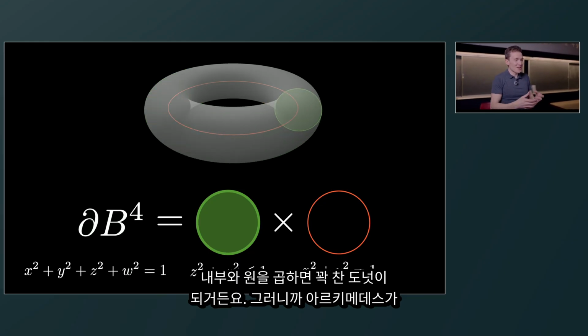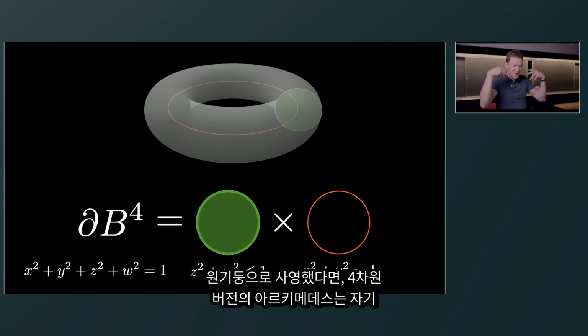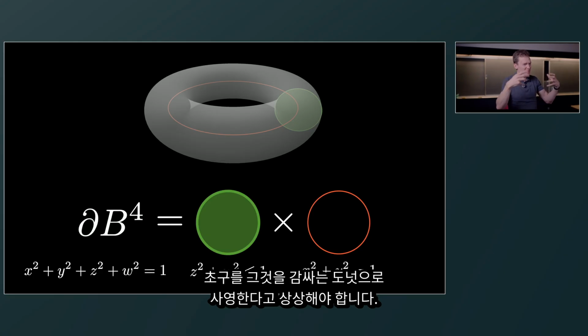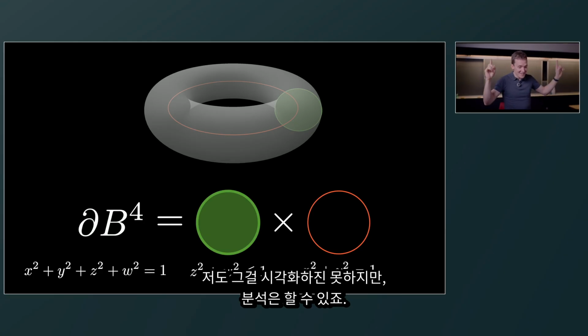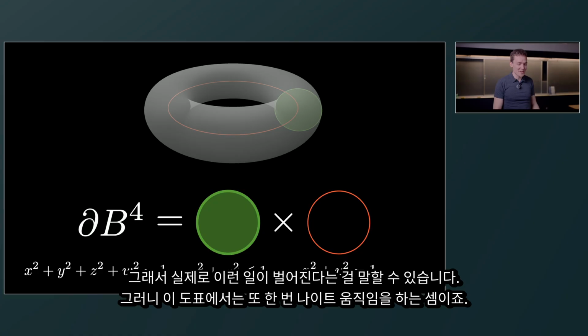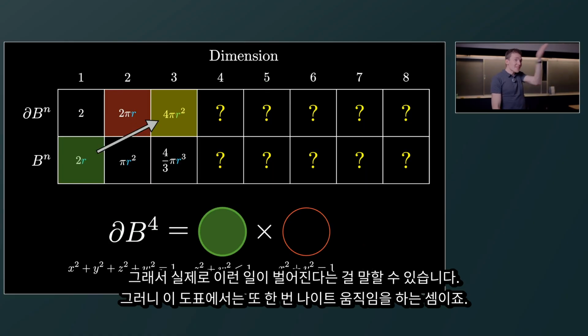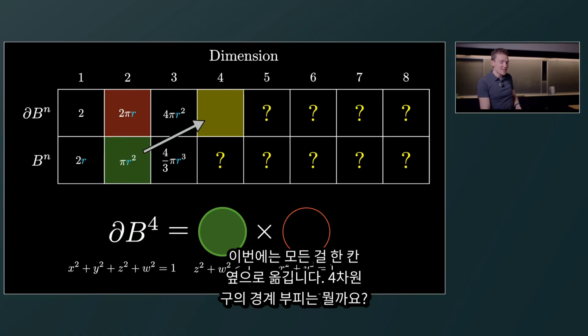So whereas Archimedes was projecting onto a cylinder, somehow the four-dimensional version of Archimedes would be imagining projecting his hypersphere onto a donut that encloses the sphere. I can't visualize that either. But we can do the analysis to say this must be what's going on. So in our diagram, we're making another Knight's move, but this time we're shifting everything over.